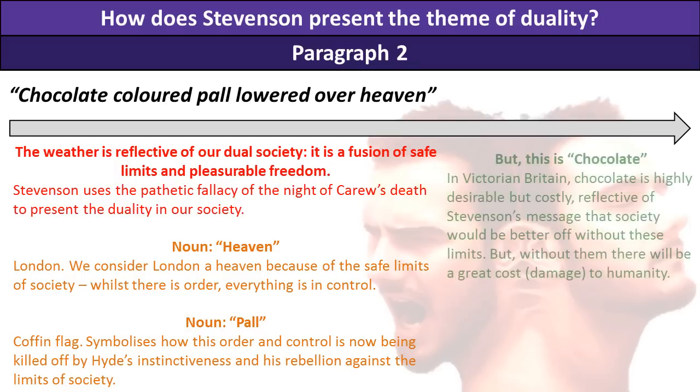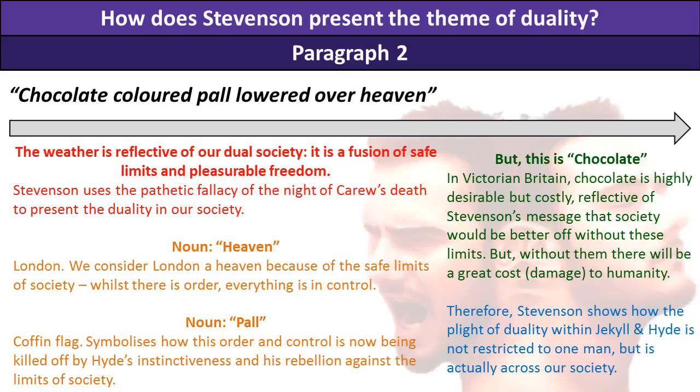the limits of society. However, and really key, Stevenson describes it as chocolate. So in Victorian Britain, chocolate is going to be highly desirable but very costly, as it has to be imported from other parts of the empire. Now this is reflective of Stevenson's message that society would be better off without these limits, but without them there will be a great cost damage to humanity. Therefore, Stevenson is showing how the plight of duality of Jekyll and Hyde is not restricted to one man, but is actually across our society.